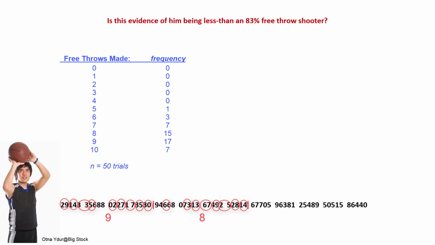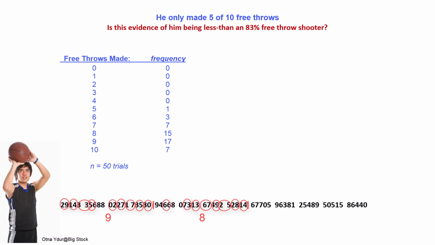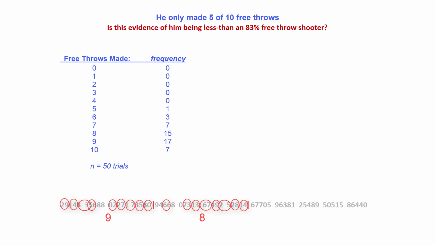Now, how to produce a simulation is really dictated by whatever question is being asked. In this problem, the question was, by only making 5 of 10 free throws, is this evidence that the player is less than an 83% free throw shooter overall? Responding requires the following huge idea, so listen and watch.